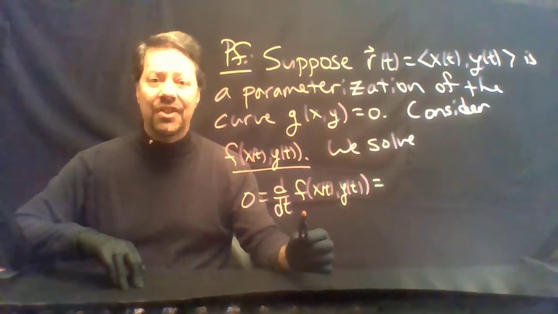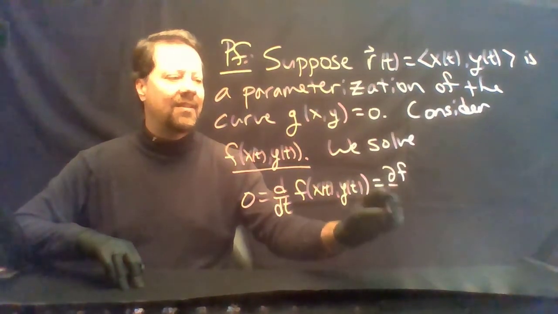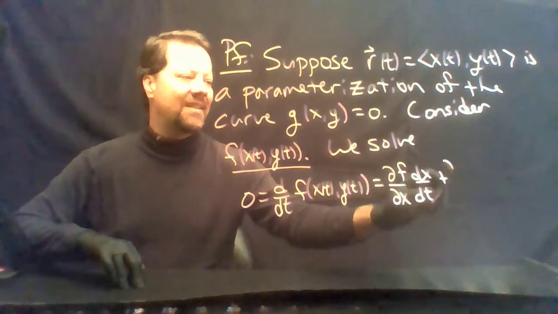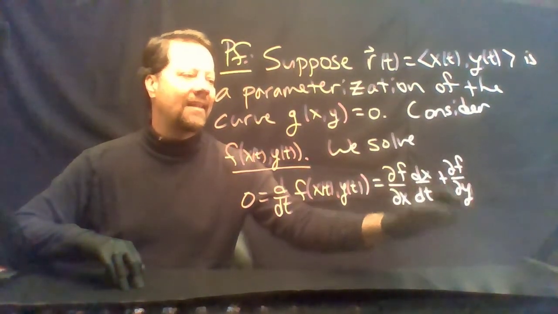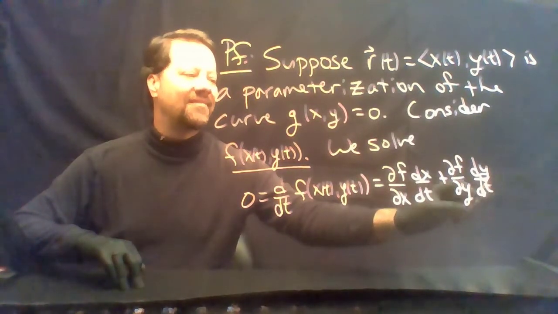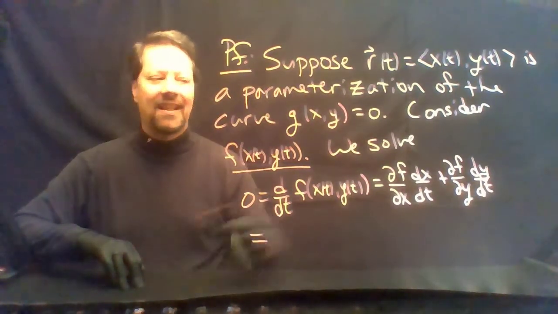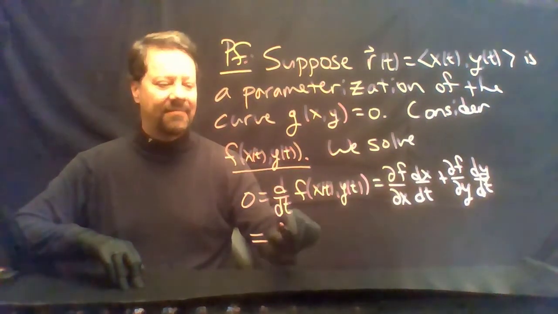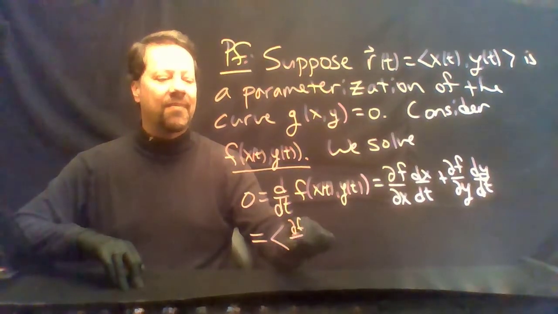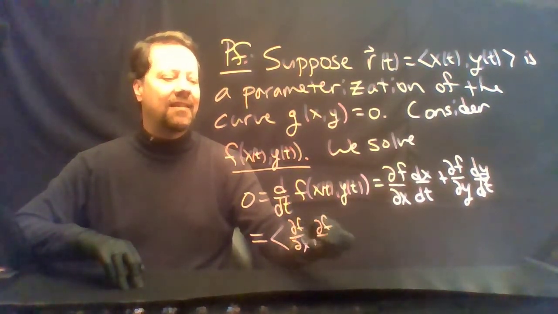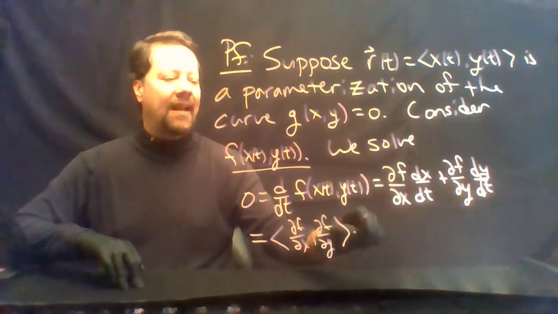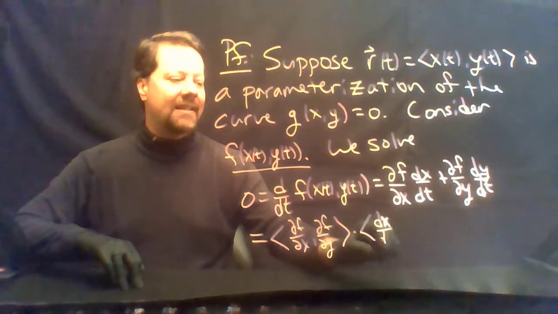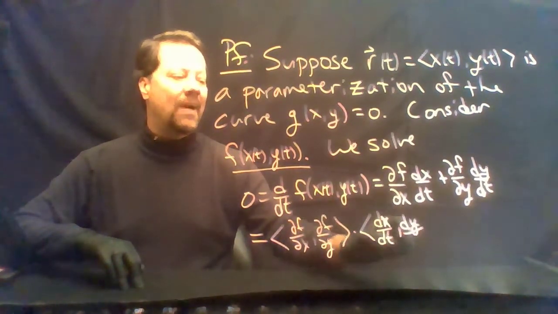But this is a classic chain rule problem. That's going to be df/dx times dx/dt plus df/dy times dy/dt. And this looks an awful lot like a dot product. It's the dot product of (df/dx, df/dy) and the tangent vector (dx/dt, dy/dt).